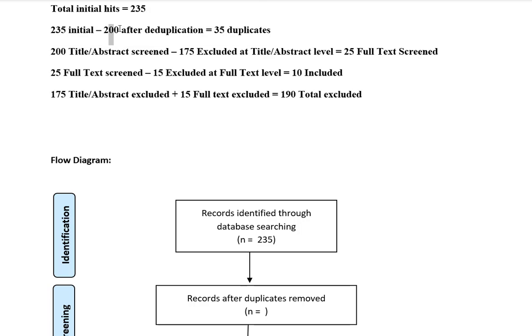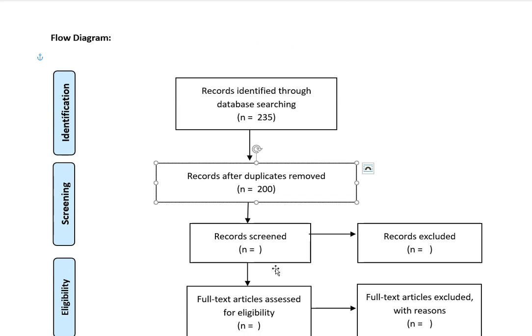We had 200 citations after taking out 35. So 235 minus 35 is 200. That means that our total records screened is 200. We'll have looked through 200 citations to decide what is included in our synthesis table.